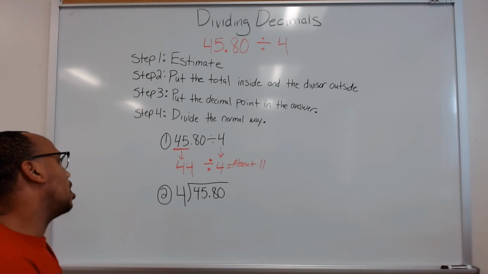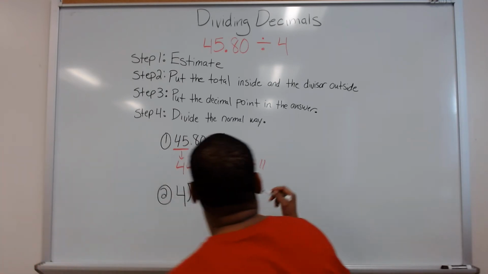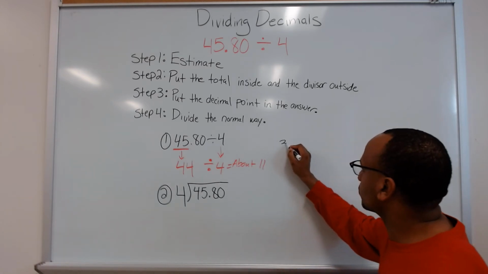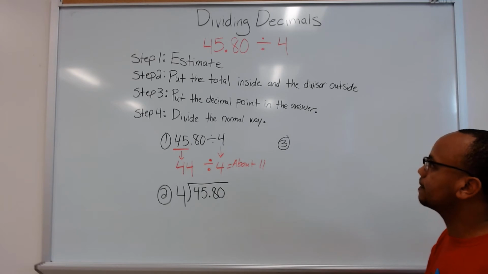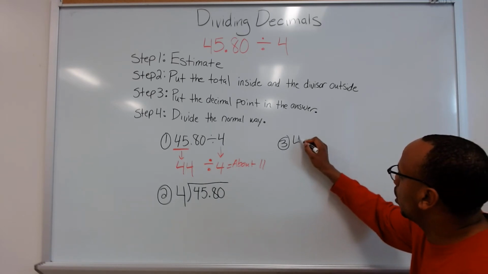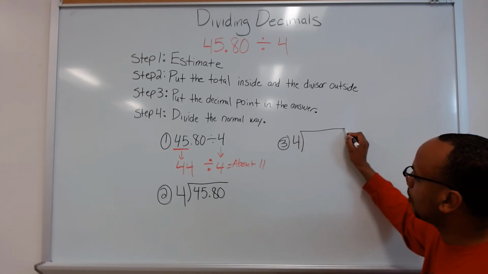Now, step 3 is dealing with place value. A lot of kids don't know where to put the decimal point.